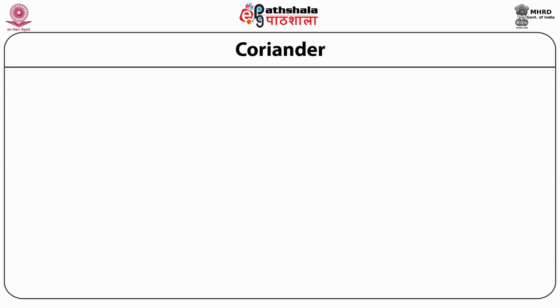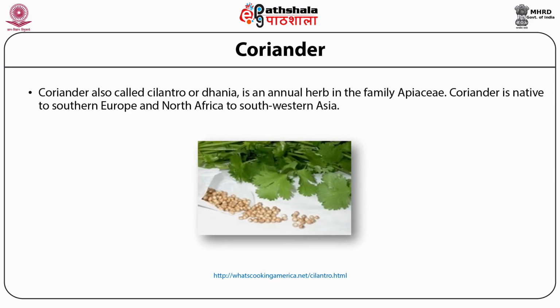Coriander. Coriander, also called cilantro or dhania, is an annual herb in the family Apiaceae. Coriander is native to southern Europe and North Africa to southern Western Asia. All parts of the plant are edible, but the fresh leaves and the dried seeds are the parts most commonly used in cooking.